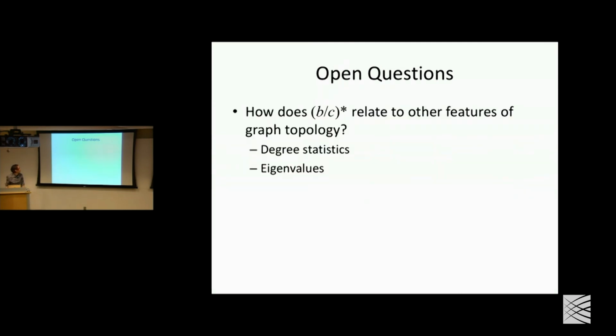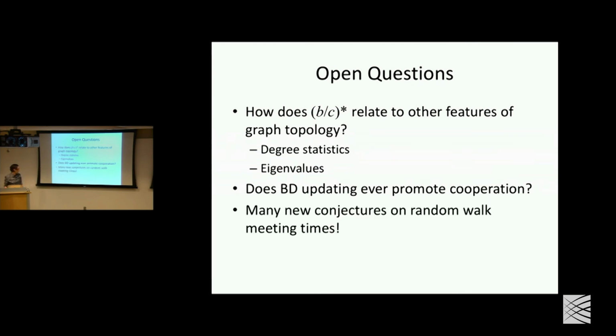I guess I had open questions. We have a way of computing this threshold, but we are still trying to develop an intuitive understanding of it, especially for heterogeneous graphs. So we want to know how it relates to, for example, the degree statistics beyond the average degree, maybe the spectral properties of the graph. There's another update rule that we're not even sure whether it can promote cooperation for any graph. It's still under investigation. And there are a few new conjectures that we came up with regarding random walk meeting times on graphs.